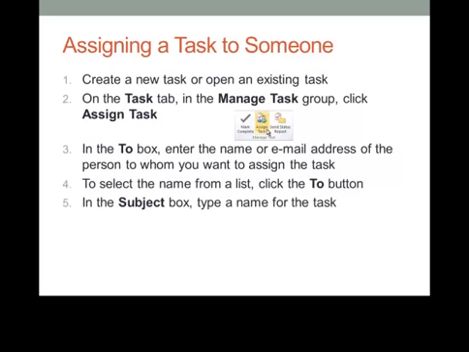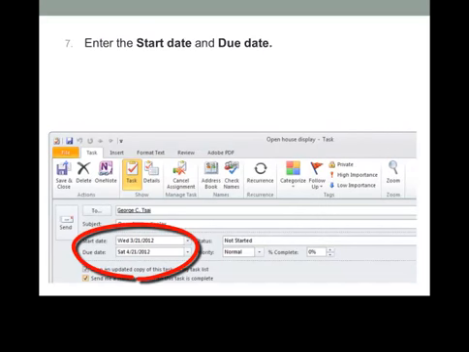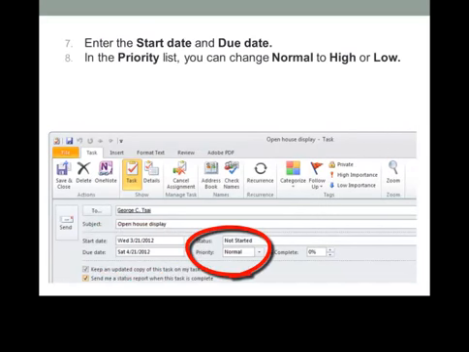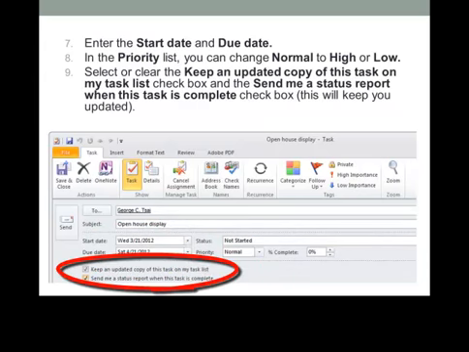In the Subject box, type a name for the task. For an existing task, the task name appears in the Subject box. Enter the start date and due date. In the priority list, you can change Normal to High or Low. And then select or clear Keep an updated copy of this task on my task list checkbox, and the Send me a status report when this task is complete checkbox. This will keep you updated.